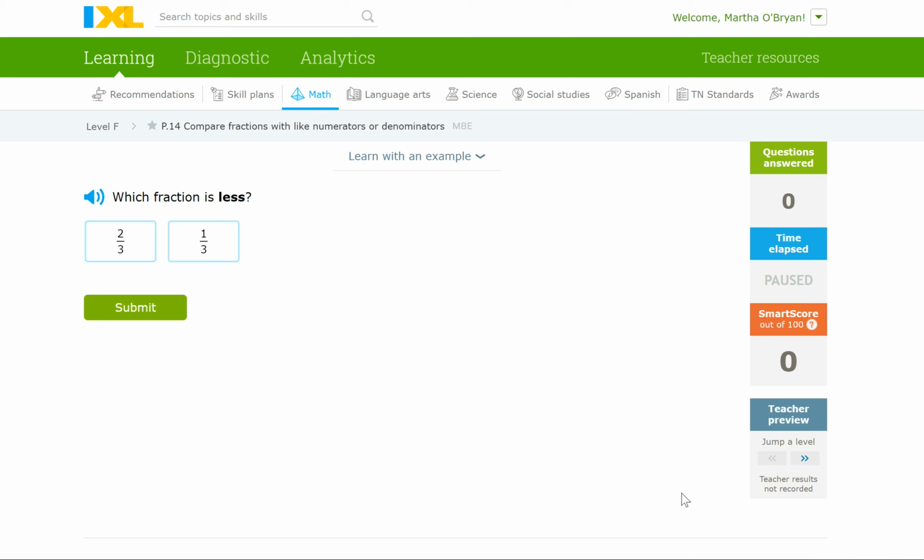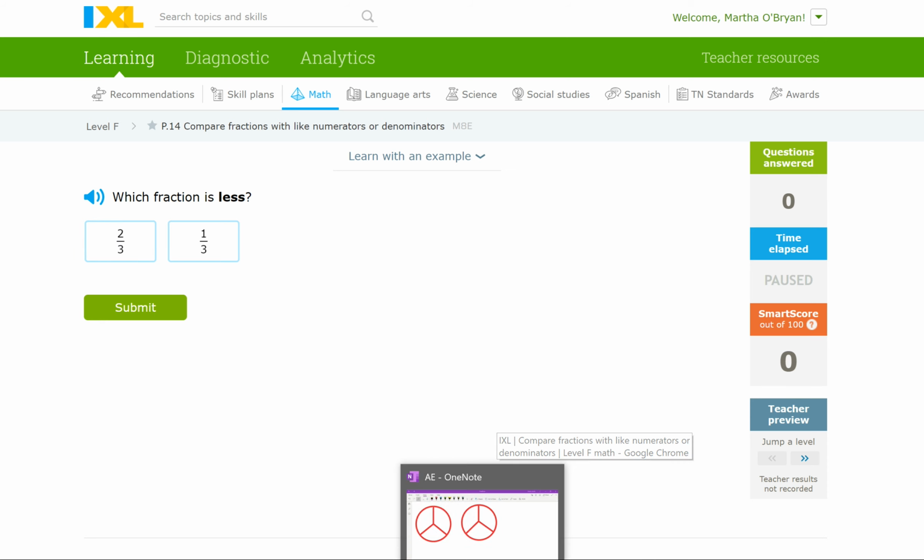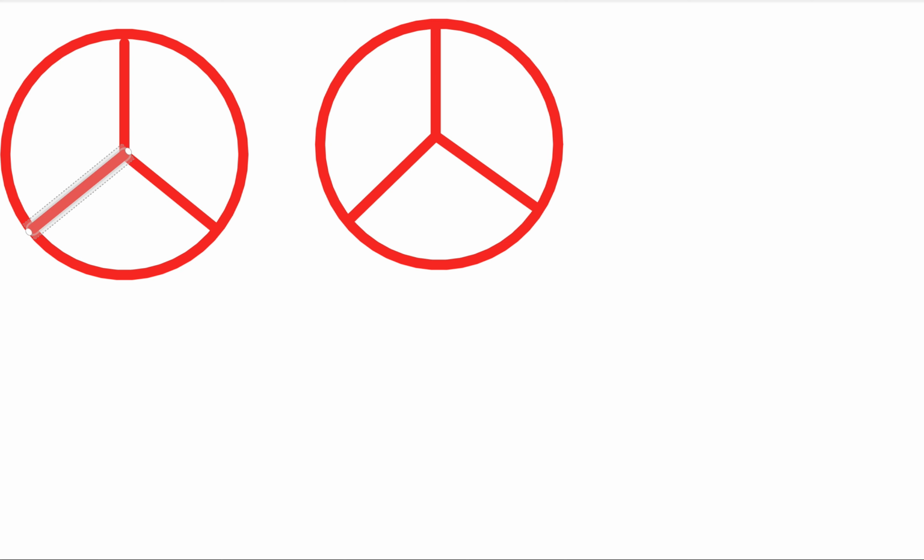So the first thing I want you to notice is whether it's the denominator or the numerator that is the same number. Each of these questions will have one that's the same between the two options. In this example, it's the denominator that's the same. In both 2/3 and 1/3, the denominator is 3. So just as a quick review, the denominator is how many sections or parts the whole is broken into.